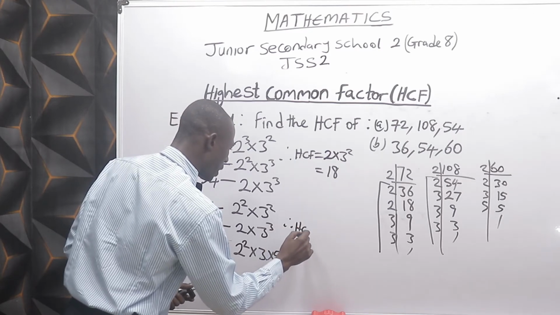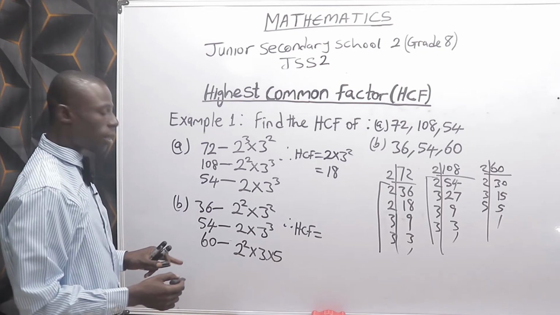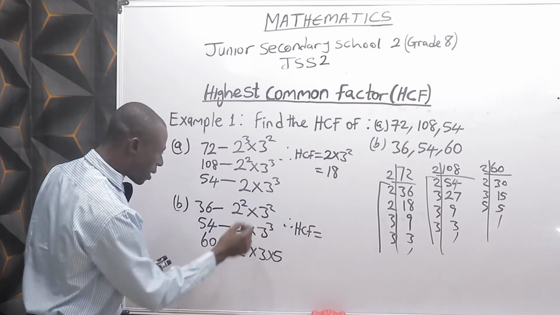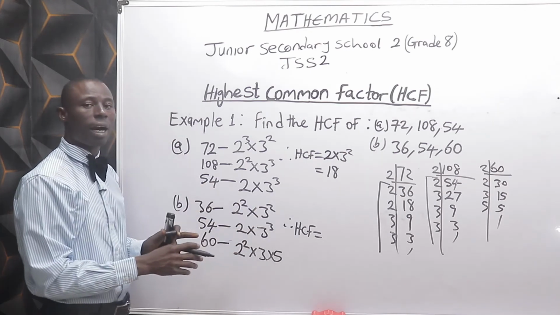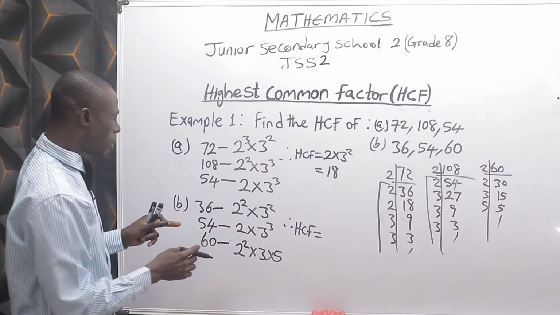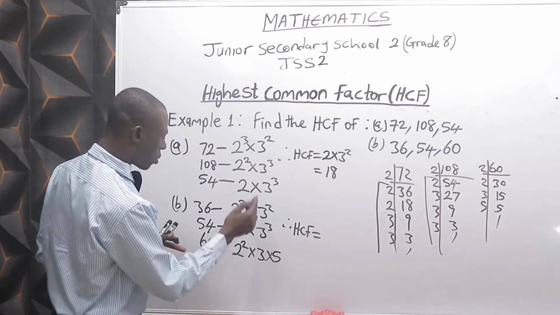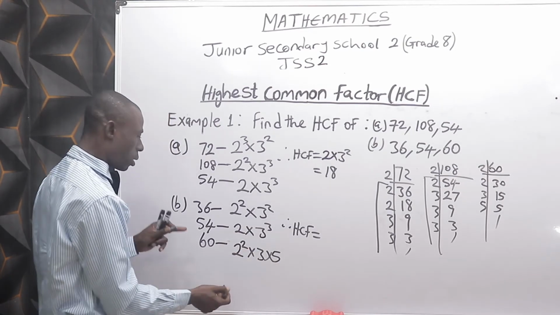Therefore, the HCF of 36, 54, and 60 is, we take the product of only common factors in their lowest power. 2 is a common factor to the 3 of them. 3 is a common factor to the 3 of them. 5 is not common. 5 only exists with 60. It is not common.